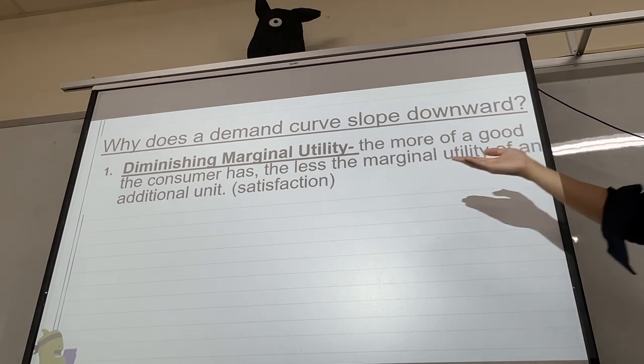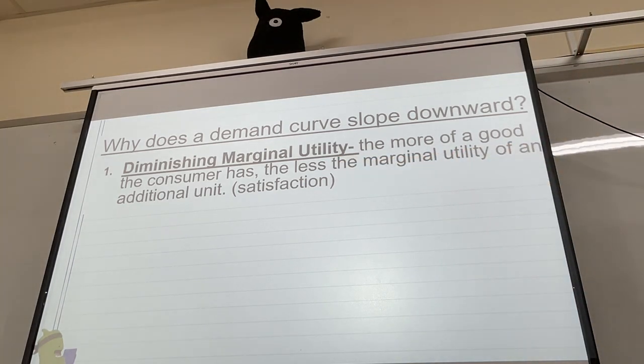The more of a good the consumer has, the less the marginal utility, right? If I buy more, or if I eat more, I won't want to have another one. Why? First things first, this is too expensive. Second, my satisfaction, my utility goes down. The quantity of demand goes down. We good?